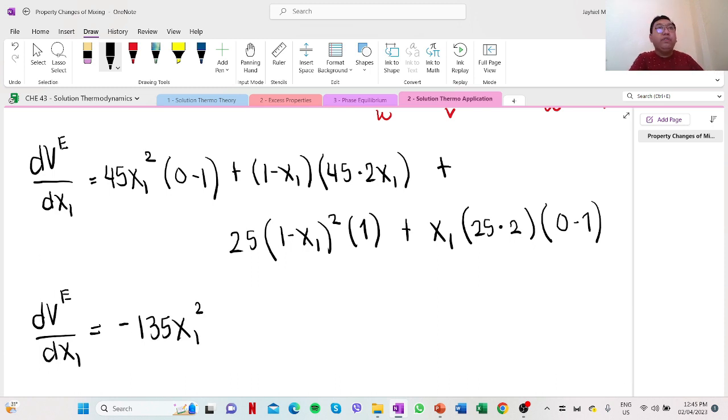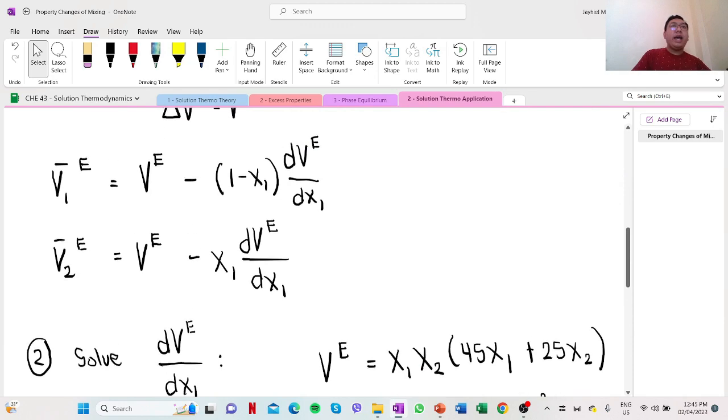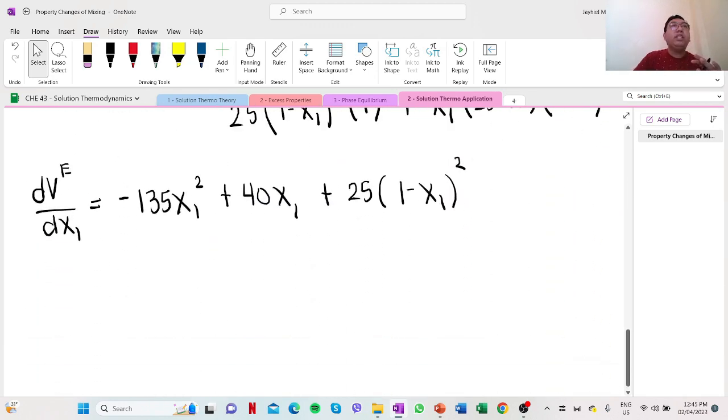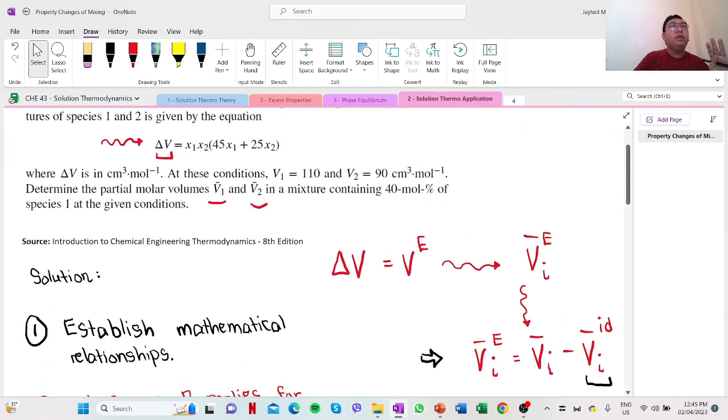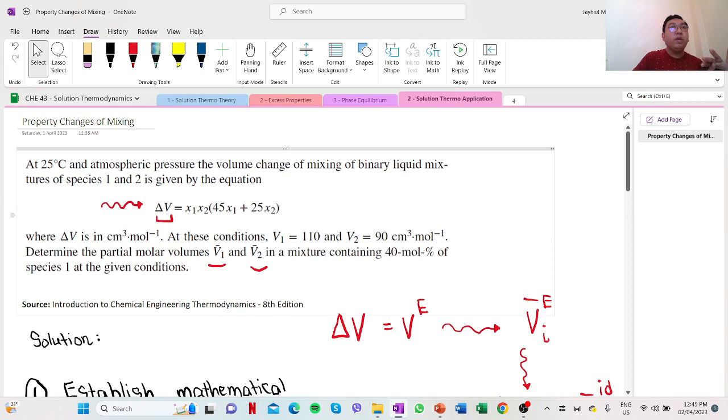If you want to add more details before this line, you may do so, but to save time in this video, I will just write my final answer: 1 minus x1 squared. So I already have my equation for dVE over dx1. What we can do now is solve for the necessary values before we come up with partial molar V1 and partial molar V2.